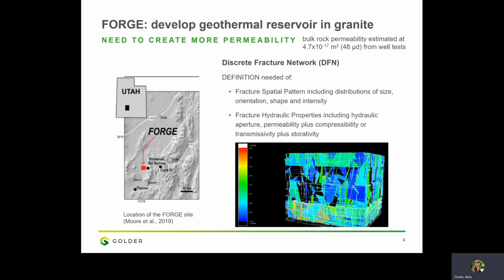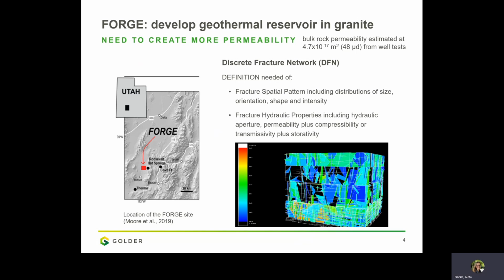On the left of this slide, we show the location of the Forge site. It's in southwestern Utah. And on the right, I show a schematic version of a DFN model. So DFN stands for discrete fracture network. What we're doing is we're making a representation of the fractures in the rock. So in order to show these, we're representing the fractures as our objects, not as the voids in the rock space, but we're showing them as 3D objects. Well, they're 2D planar objects in 3D space.